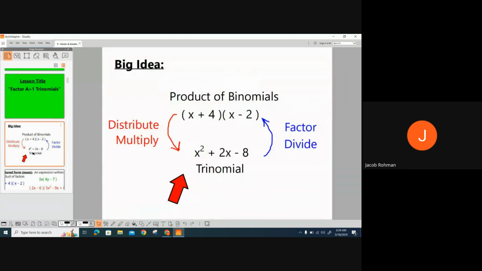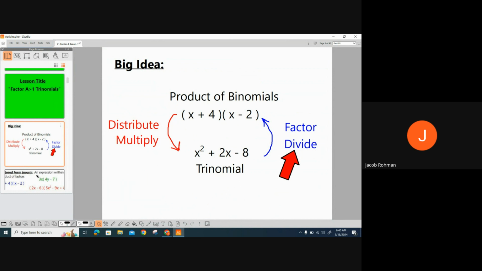So here's the big idea that we're going to be working with. Here we see a product of binomials, x plus 4 and x minus 2. When we multiply these two things together, we get this expression in simplified form, x squared plus 2x minus 8, and that's a trinomial. Going from here to here uses the distributive property, or multiplying. But now we're looking at how we go from this trinomial back to a product of binomials, and that process is called factoring.